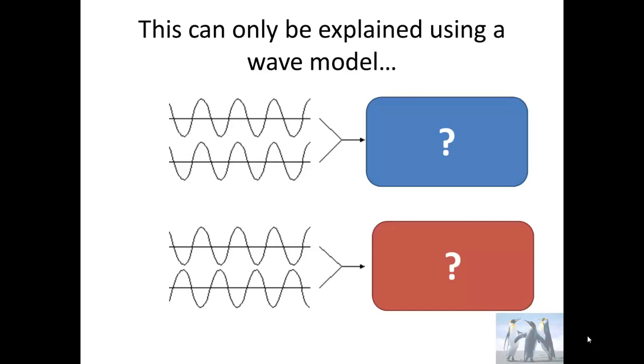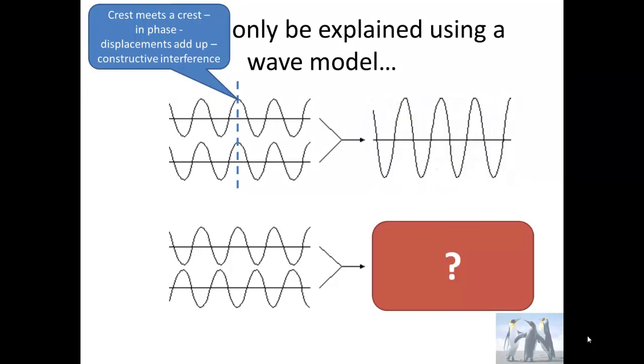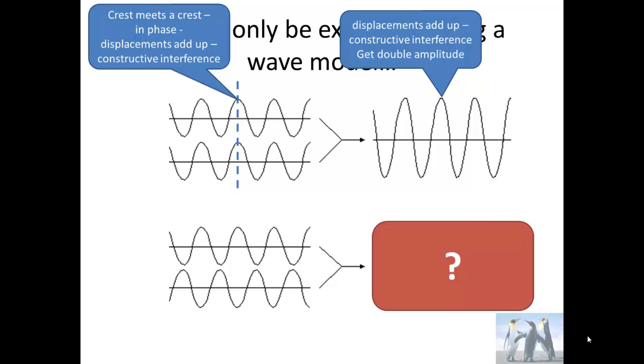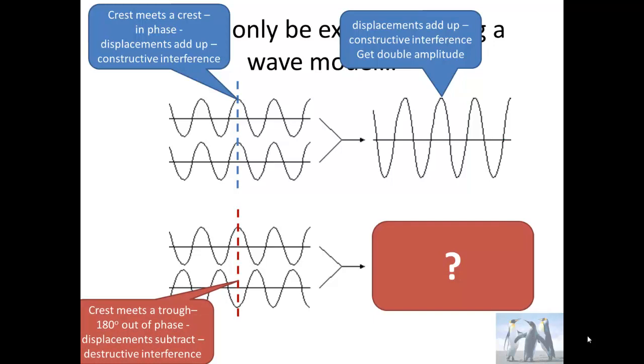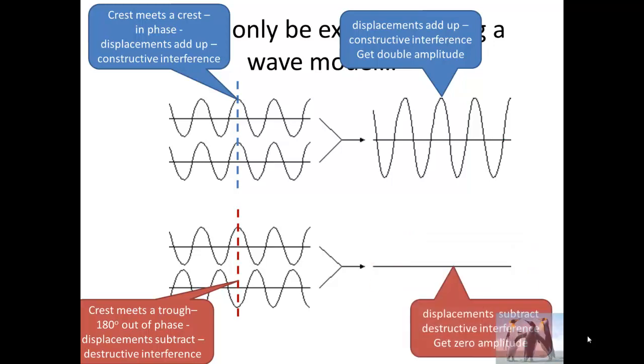So here is an example of the wave model. We have two waves here. We have the crest of one meeting the crest of another. This displacement, which is a positive displacement for each, they add up and together they get basically a double displacement. So we get constructive interference, we get a double amplitude. On the other hand, if they meet and one crest coincides with a trough of another, they're basically out of phase, and we have one positive displacement, one negative displacement. We add them together and it adds up to zero. So this is destructive interference.